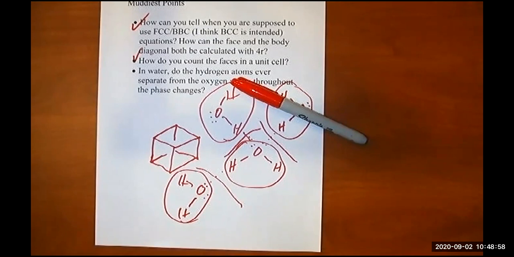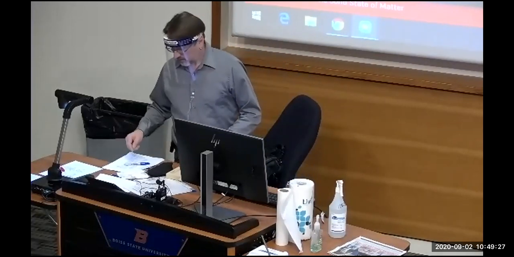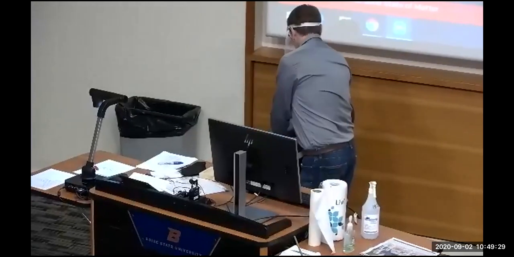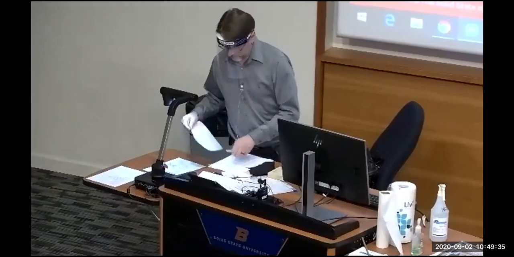I'm still confused about the difference between the face diagonal and the body diagonal. Okay, so visualizing what they mean on a cube, is that what you're talking about? Okay, so let me see, I may be able to do this a little bit differently. Trying to think the best way to make a cube here.